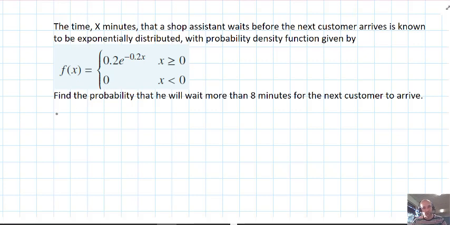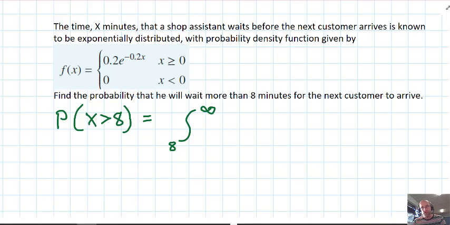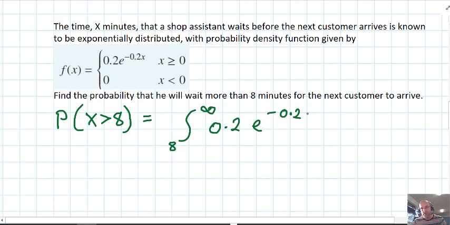So what we do is we're using our familiar probability notation. Probability that capital X, it'd be capital T if it was T, capital X is greater than 8. Because 8 is the bottom, we don't have 0 at the bottom, we have 8. And as you know, the distribution goes on to infinity at its upper limit, and we put the given function inside. So 0.2 e to the negative 0.2x dx.